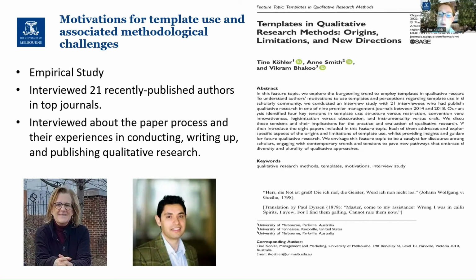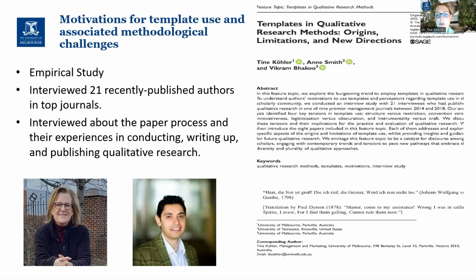So what my co-guest editors and my co-authors on our paper in the feature topic wanted to do first and foremost is to do an analysis of why people use templates. Why do authors use templates to conceptualize their qualitative work, to conduct it, but also to write about it? We conducted an empirical study and interviewed 21 authors who had recently published qualitative work in top journals and who also used templates in that process.